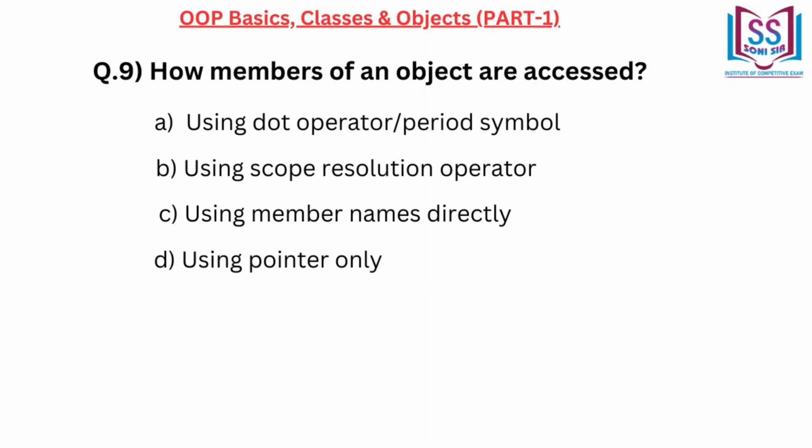How are members of an object accessed? A. Using the dot operator or period symbol. B. Using the scope resolution operator. C. Using member names directly. D. Using a pointer only. Correct answer, A. Using the dot operator, after the name of the object we can access its members. It is not necessary to use pointers. We can't use the names directly, because it may be used outside the class.